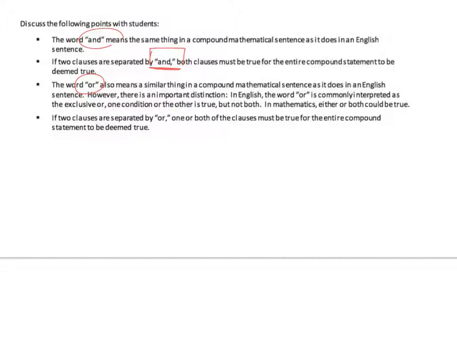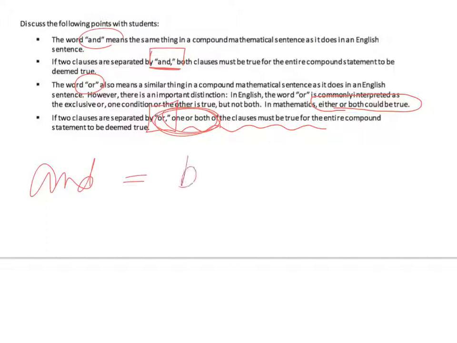However, there is an important distinction. In English, the word or is commonly interpreted as the exclusive or, one condition or the other is true, but not both. In mathematics, either or both could be true. So if two clauses are separated by an or, one or both of the clauses must be true for the entire compound statement to be true. One or both. Okay, so and has to be both, or has to be one or both.